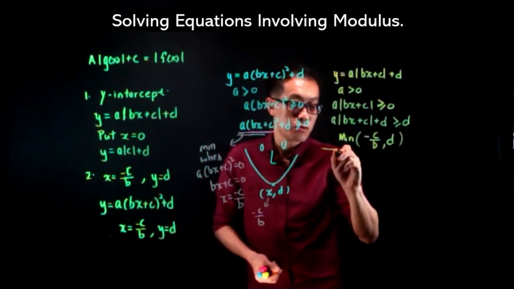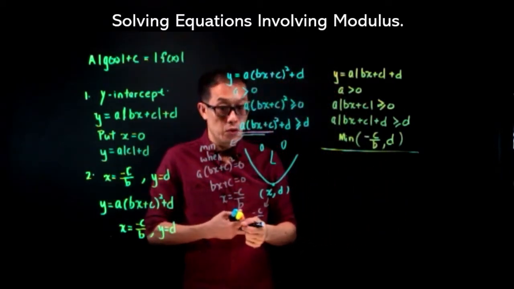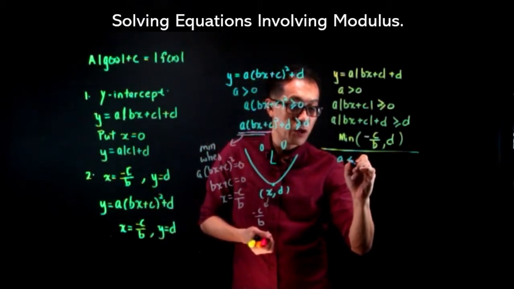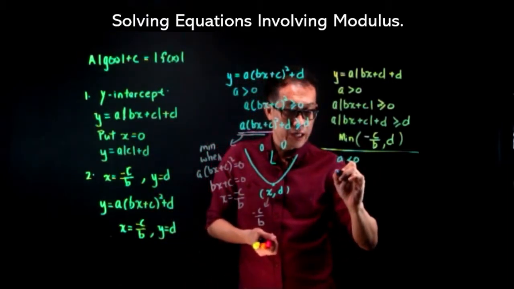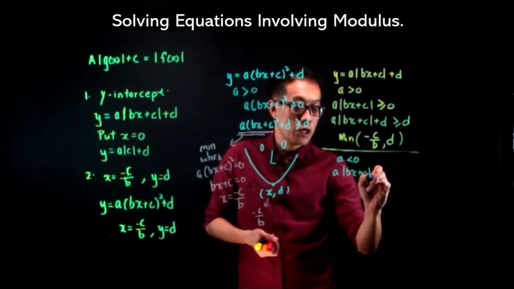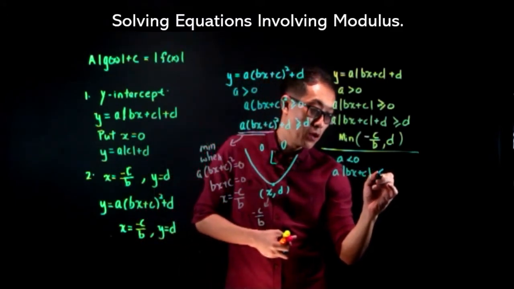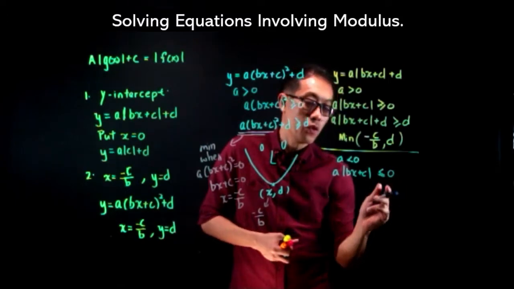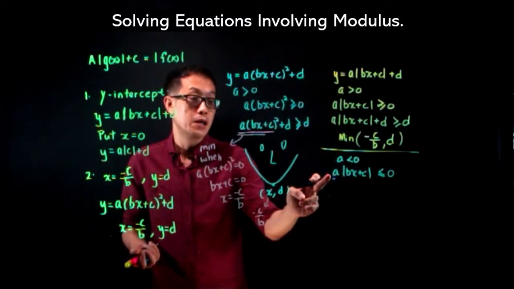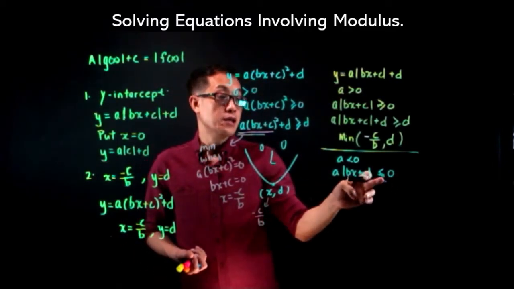Now let's do the case when a is smaller than 0. If a is smaller than 0, then a times mod bx plus c will be smaller than or equal to 0, because you mod a number, it is always positive, and you multiply by a negative number, it will always be negative. But of course, this one can be 0 as well. That's why it is equal to 0.